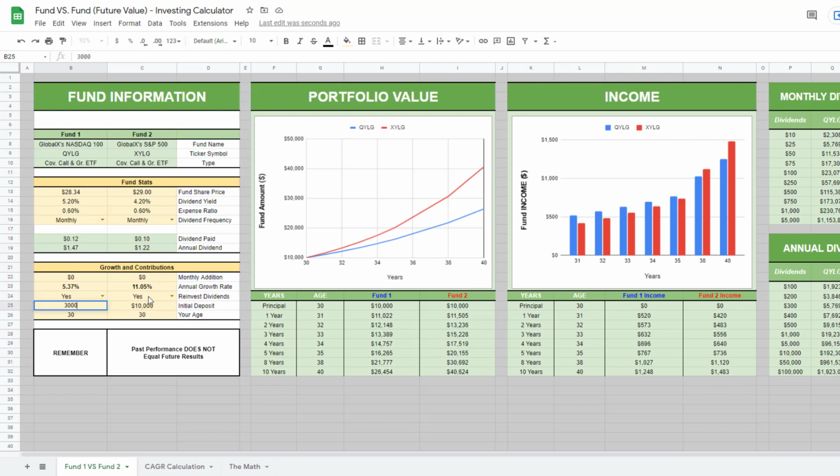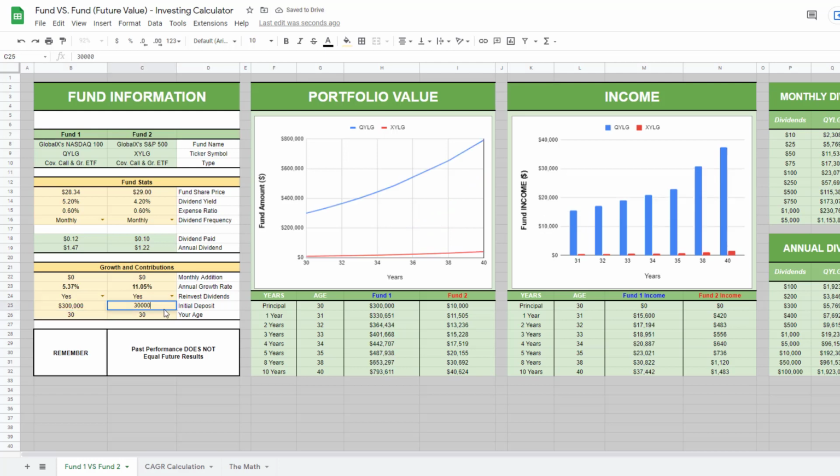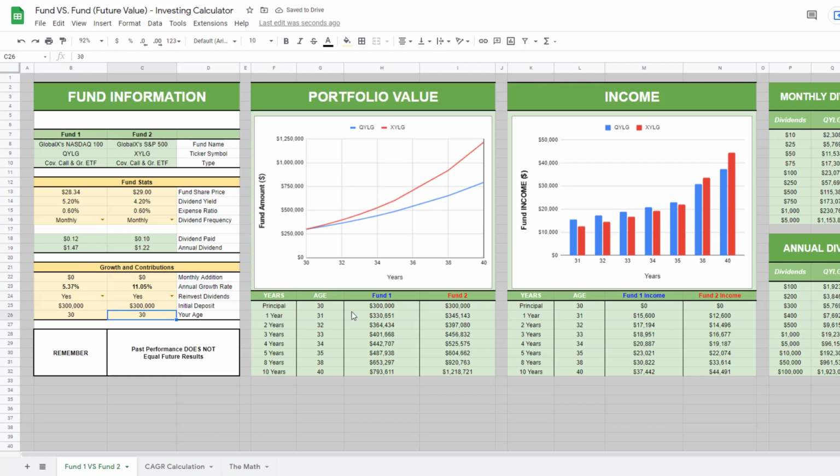So let's say we had $300,000 in our portfolio. It looks like we will be getting growth with dividends reinvested. We would go from $300,000 to about $793,000 for QYLG and $1.2 million for XYLG if they continued their consistent growth as they have in the past 17 months. And then you can see as XYLG's fund continues to outperform QYLG, eventually the takeover of the dividend, XYLG's dividend would start to pay out a little bit more over the course of 10 years.